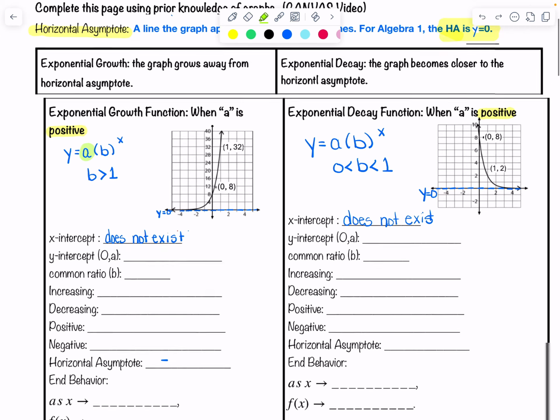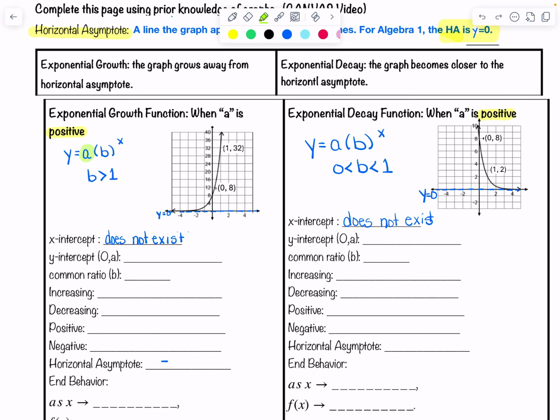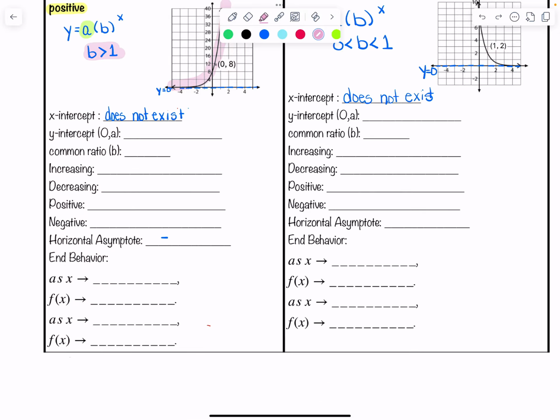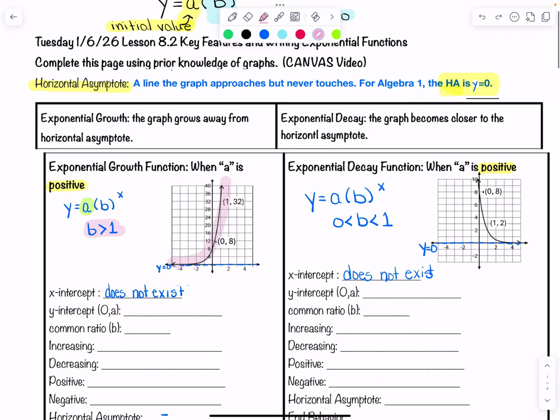All right, so the next thing I want to look at is that B value. When you're looking at our B value, if it is going away from that dashed line that I have drawn there, then B is going to be greater than 1, okay? If it's getting closer, oops, let me fix that first. Okay. If it is getting closer to that dashed line that I drew at y equals 0, then this one here is when B is between 0 and 1. Greater than 1 is a growth. Between 0 and 1 is a decay.